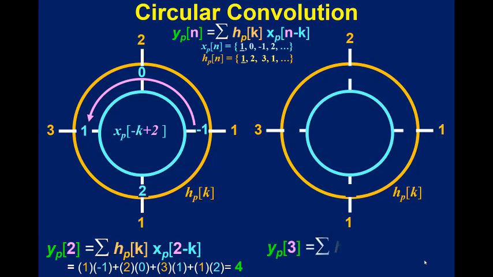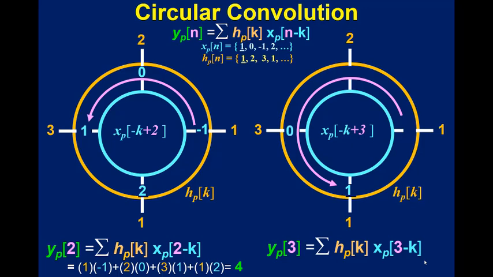And then, of course, the last one, y of 3. We're going to rotate the reversed x by 3. So then we take that and spin it all around to there. And that brings the 1 over here. 1, 0, minus 1, 2. Do our products. 2 times 1, minus 1 times 2, 3 times 0, 1 times 1. Add them up, and we get 1. And that's it. We can stop now.